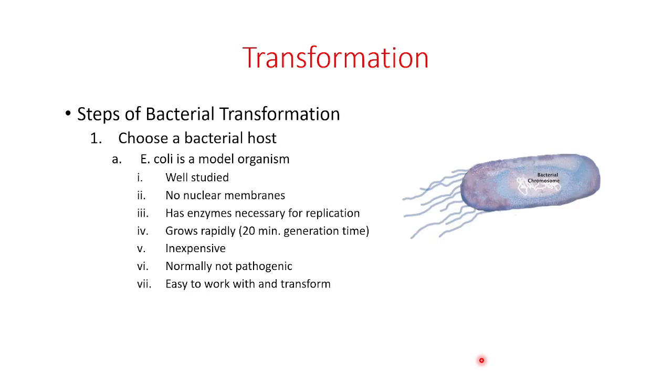So for transformation there is a particular protocol where, for a bacterial host, we use E. coli as a model organism because it is well studied. It does not have nuclear membranes. It has enzymes that are necessary for replication, grows rapidly, is inexpensive, is normally not pathogenic, and it's easy to work with and transform.